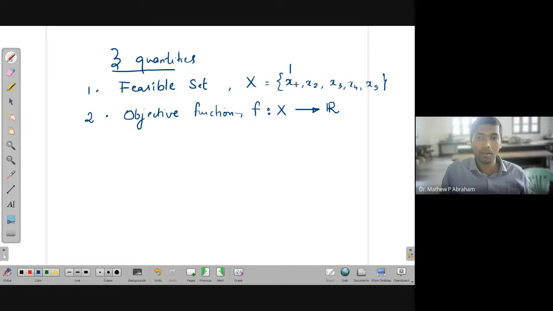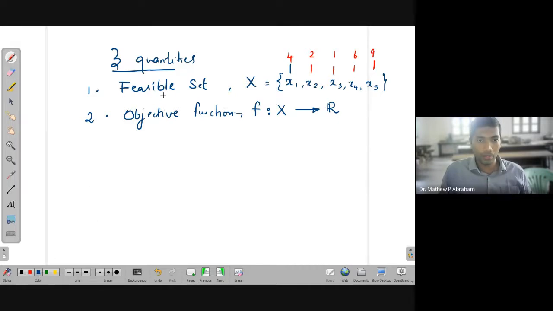For example, for action 1, you have a value, say 4. For action 2, you have a value 2. For action 3, you have 1. Maybe for this you have 6. This you may have 9. Okay. So this is actually the function: the mapping of each element in a feasible set to a real number.